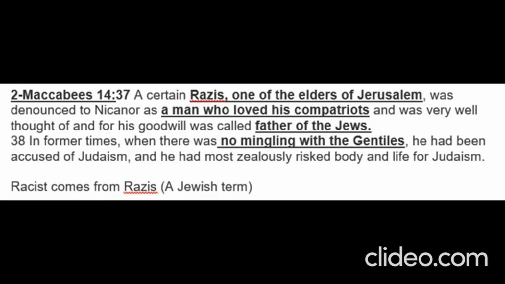But I'm going to explain to you, this is 2 Maccabees 14:37. I'm just going to go over the highlighted parts. Razis, one of the elders of Jerusalem. Razis sounds like racist, okay? A man who loves his compatriots, like a racist that only likes white people. If he's a white guy, I only like white people, I don't like black people, right? And it goes on, called father of the Jews, okay? So he's an elder in Jerusalem, elder of the Jews.